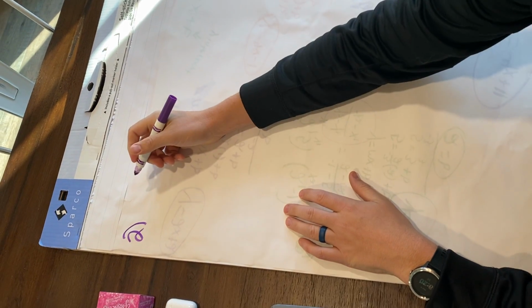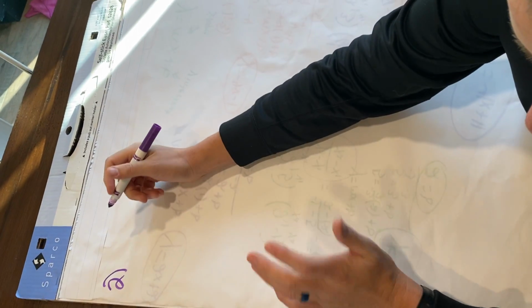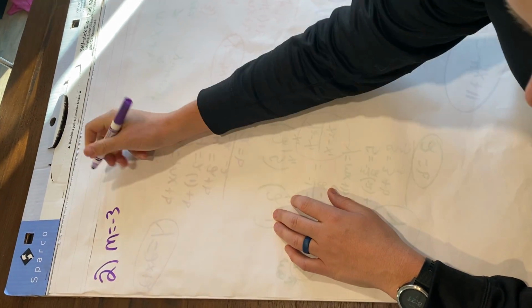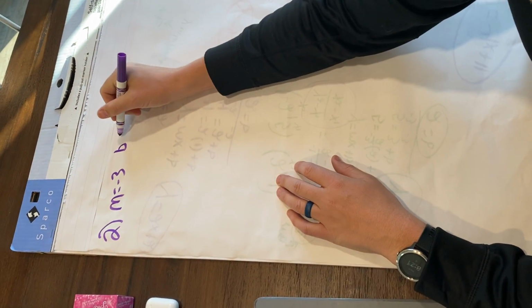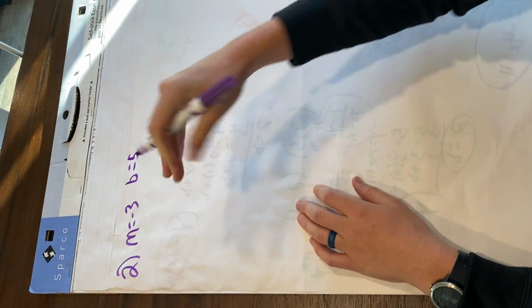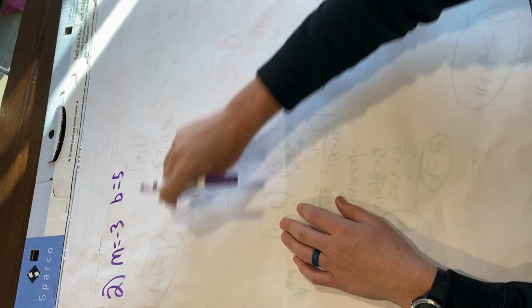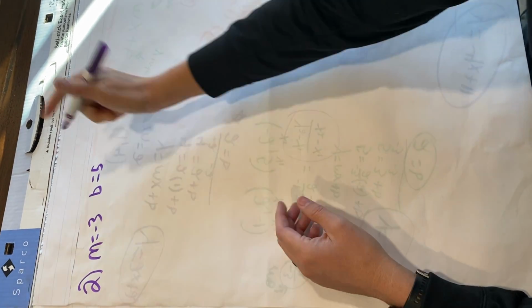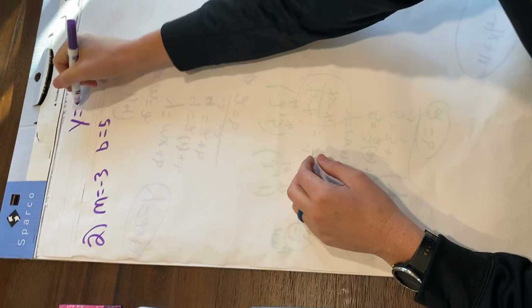All right, the first one you have to do, number 2. It tells you that the slope is -3 and the y-intercept is 5. Remember, with all these, we need two things. We know the slope and the y-intercept. Once we know those two things, it's easy. We just need to put them in this form.